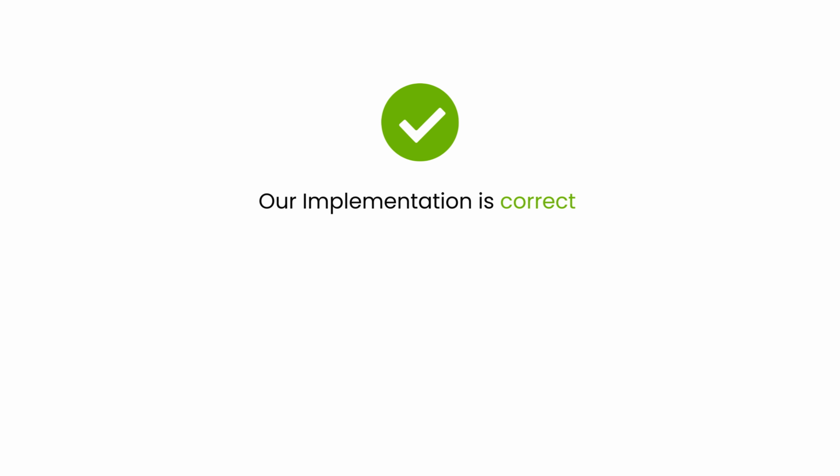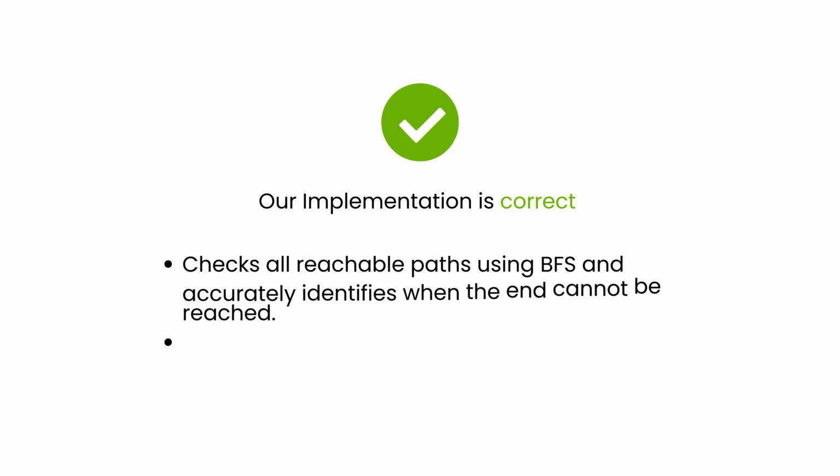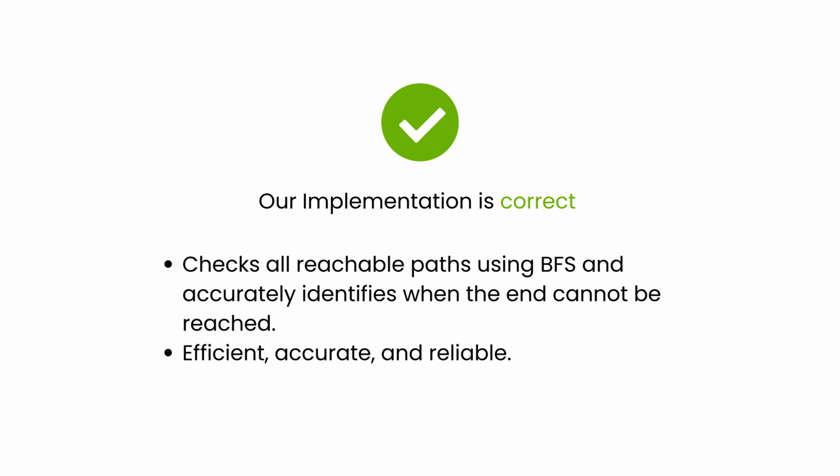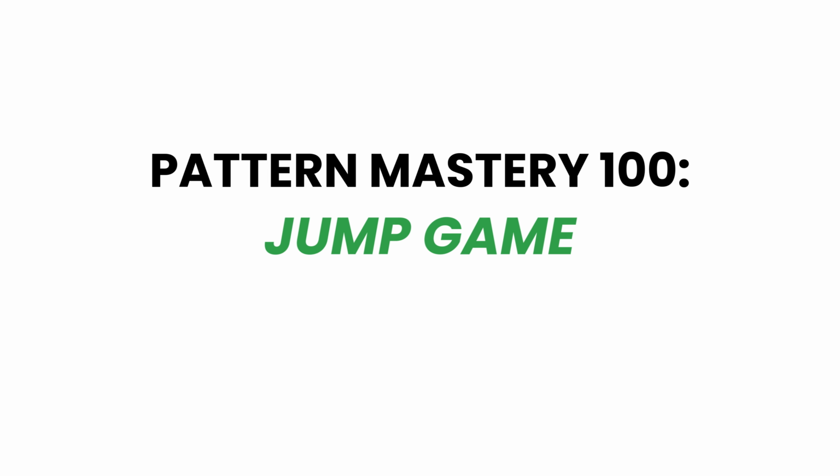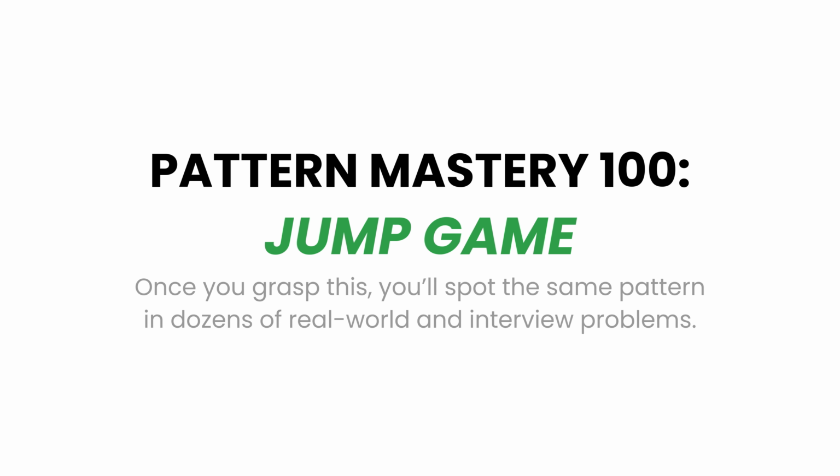Wrap up. So, our implementation is correct. The algorithm successfully checks all reachable paths using BFS and accurately identifies when the end cannot be reached. Efficient, accurate, and reliable. Jump game. Let's do a recap. So, we've just tackled one of the most popular reachability problems in interviews, jump game. It's fast-paced, logical, and a great way to show that you understand how to balance dynamic programming ideas with greedy reasoning. Once you grasp this, you'll spot the same pattern in dozens of real-world and interview problems.